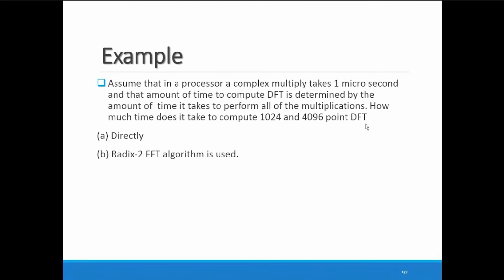Okay, for DFT, or you can say the direct computation of DFT, how much complex computation do we require? The simple equation is N squared. Here we are taking 1024 for one particular case. So 1024. In this case, what happens?